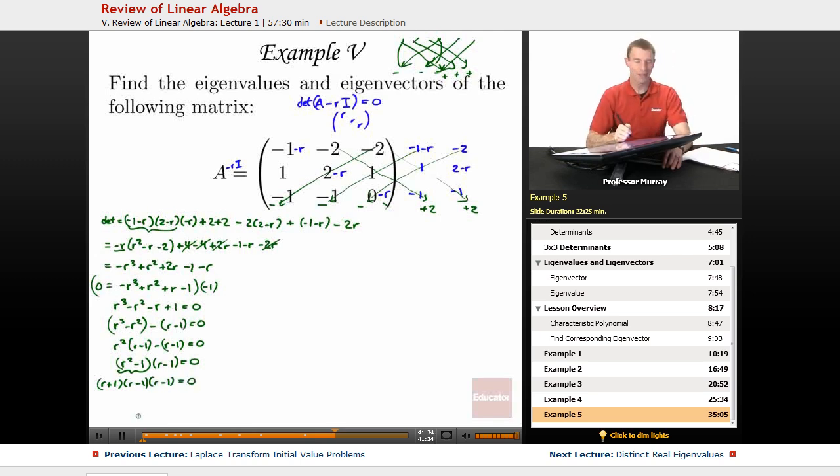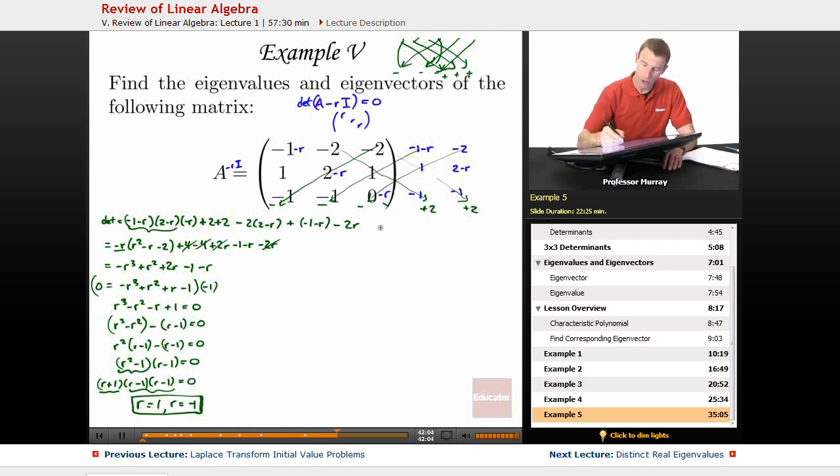And so when I finally factor this all the way down, I see I have 2 roots of r is equal to 1, and 1 root of r is equal to negative 1. So those are my eigenvalues for my matrix, 1 and negative 1. Now, I still need to go through and find the corresponding eigenvectors of the matrix, for r equals 1 and for r equals negative 1.